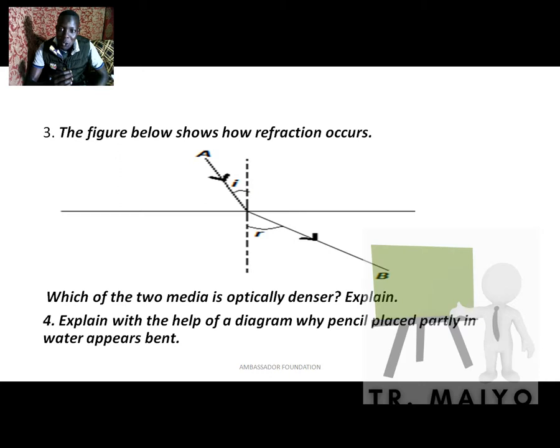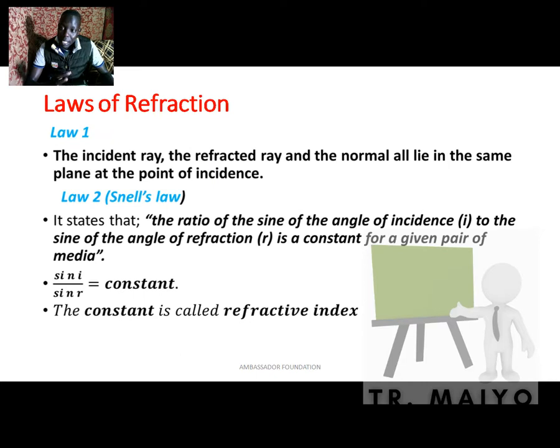This one is still your exercise. The figure below shows how refraction occurs. Which of the two media is optically denser? You simply compare I and R. The smaller one is the denser one. Explain with the help of a diagram why a pencil placed partly in water appears bent. Please, a very simple thing. Please do that. Now let's move on.